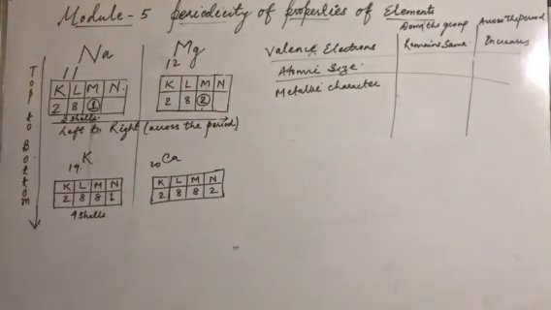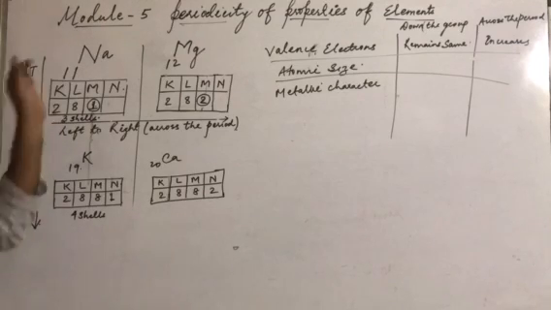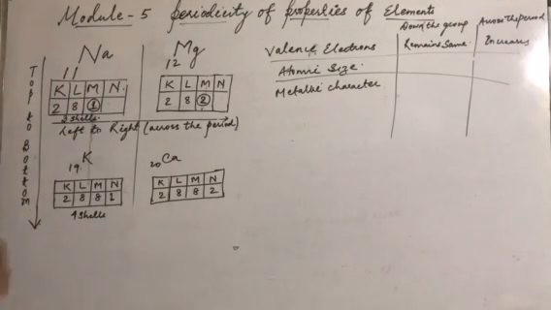So prepare this table and keep it in mind. In the next module, we are going to do variations in which the elements will be provided, and you will be asked to arrange the elements according to the given properties.